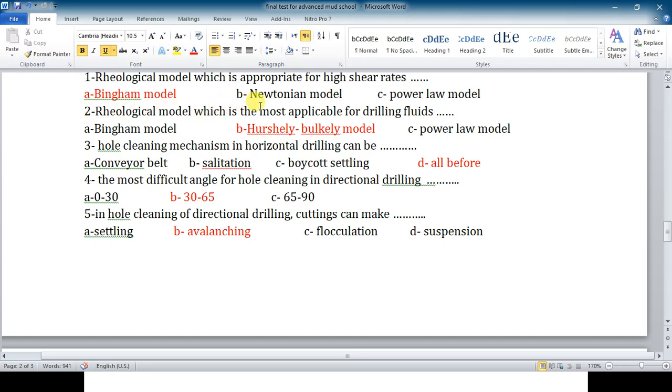Number two, rheological model, which is the most applicable for drilling fluids, Herschel-Bulkley model, or what is known as modified power law. Number three, the hole cleaning mechanism in horizontal drilling can be conveyor belt, saltation and boycott settling, all of the above. Number four, the most difficult angle for hole cleaning in directional drilling is from 30 to 65, number B. In hole cleaning of directional drilling, cutting can make avalanching, especially if the pump is off during survey, during connection, during anything. While pump is off, the avalanching for the cutting may occur.